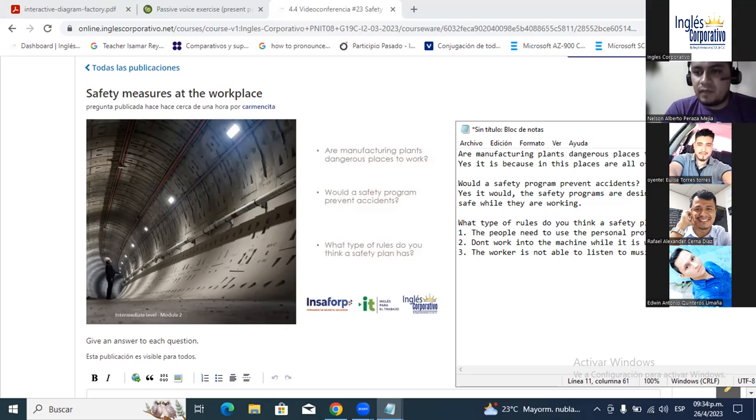Actually, the worker is able because he's not deaf. So he can listen to music, any kind of sound. That means he's not capable, so you have to write it's not allowed. Allowed. Okay. Another could be respect the safety signs.